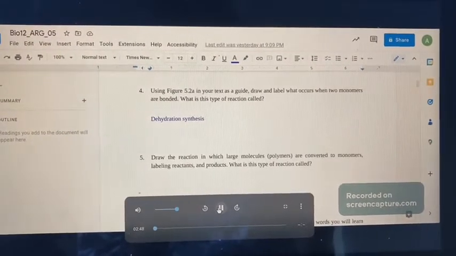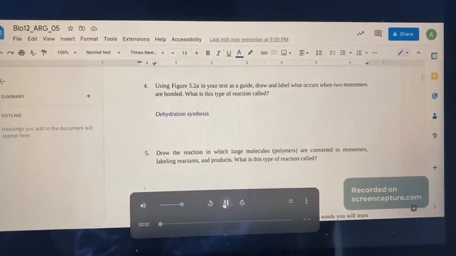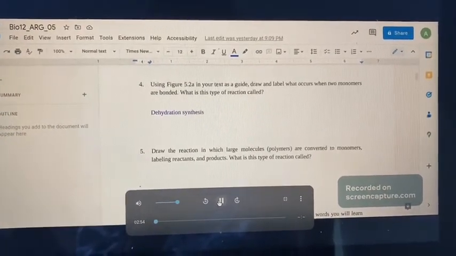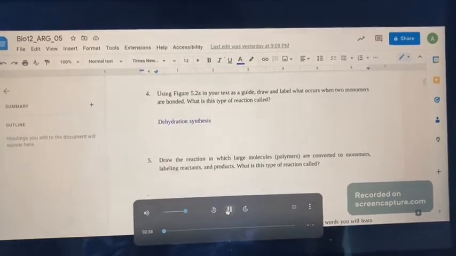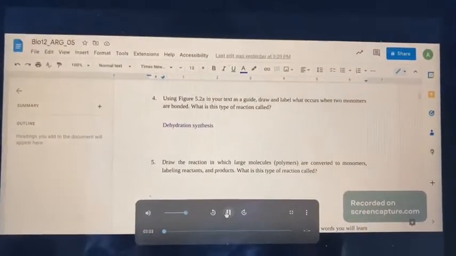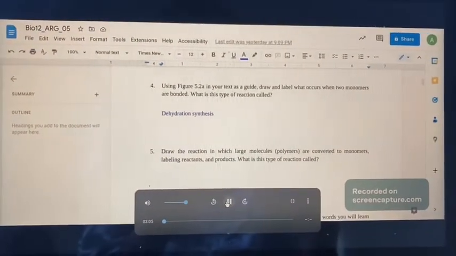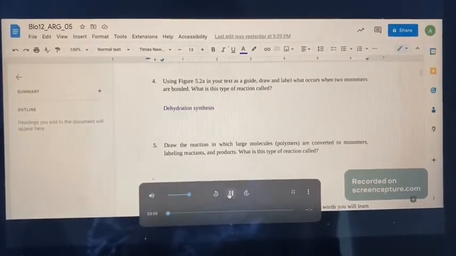So let's take 2 glucose molecules, C6H12O6 plus another C6H12O6 equals C12H22O11 plus H2O. Because 2 hydrogen atoms and 1 oxygen atom coming together form a water molecule that's being released in the process. And as water is released, the monomers come together to form a polymer.